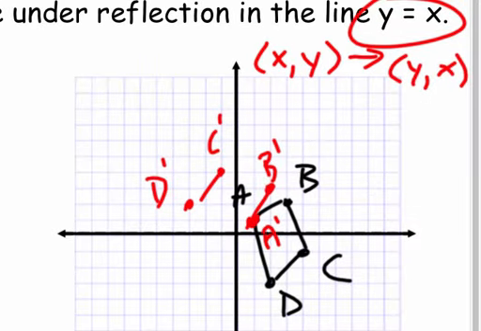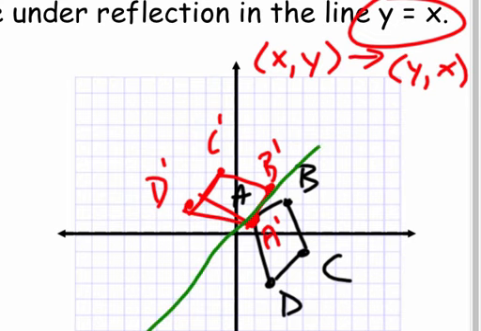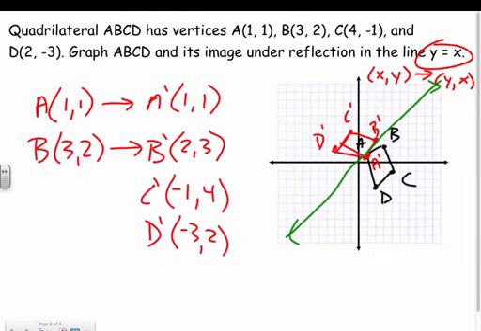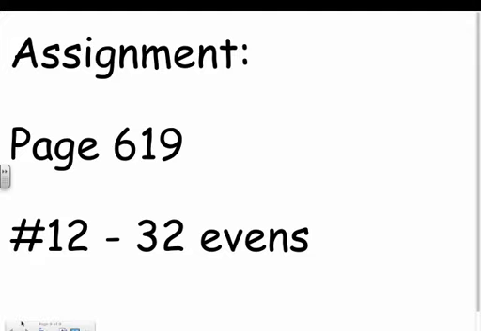And let's just graph this in. Oh, didn't get that one quite very good. And if I drew in my y equals x line, that looks pretty good, right? Should reflect right on that line. There we go. So just follow those couple rules, and you're good to go.